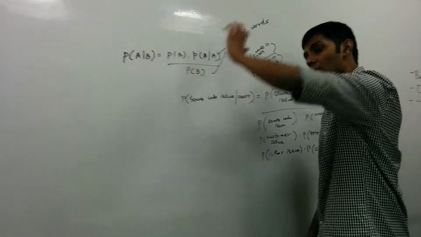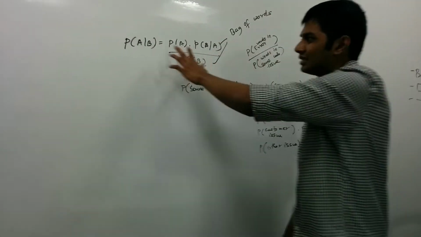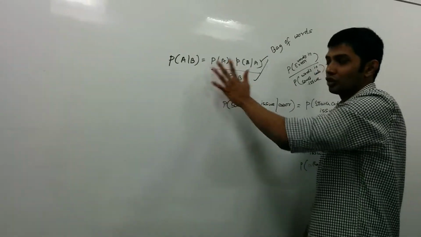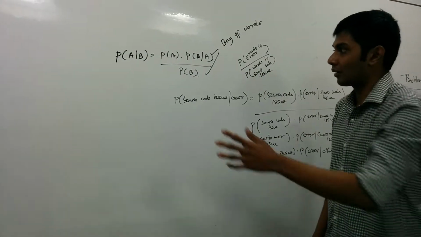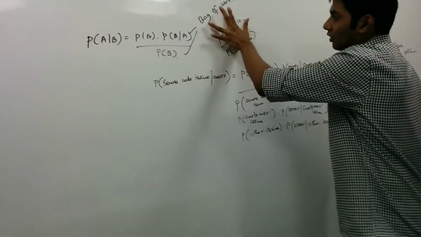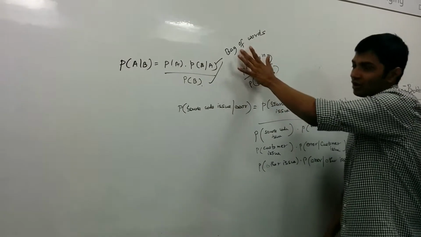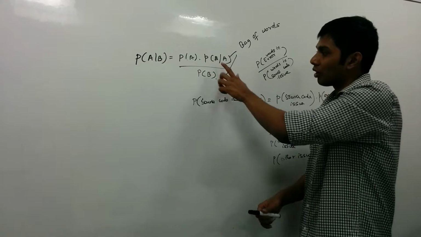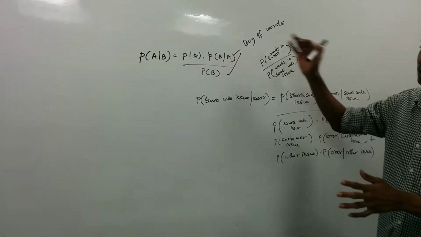So, this probability is known to us beforehand from the training data. Say, for example, the probability of the source code issue, the probability of the customer issue, etc. To calculate these two probabilities, we use a technique called bag of words. This is a common technique used to calculate the conditional probabilities associated with text strings.